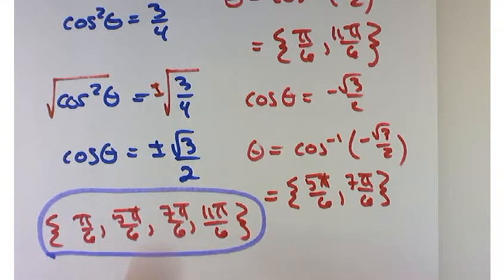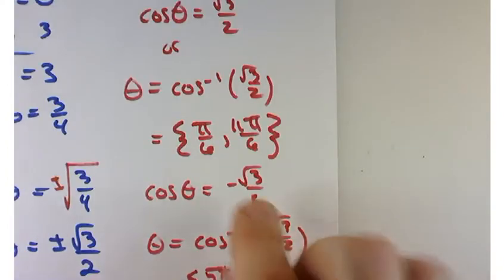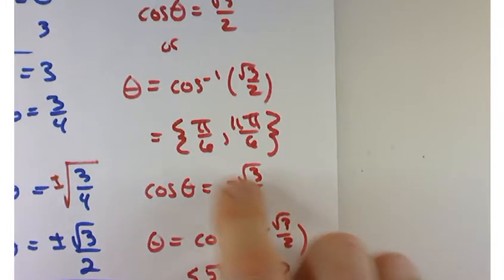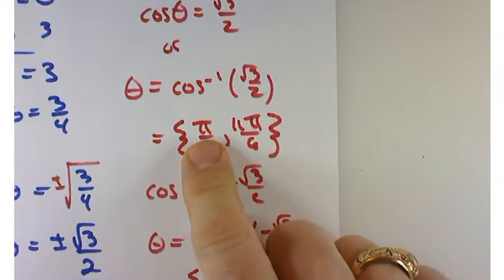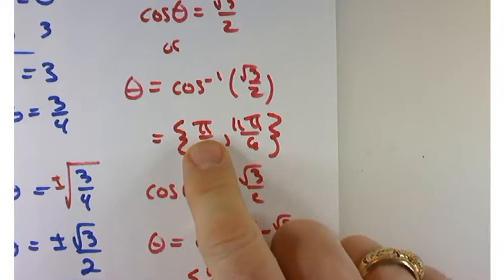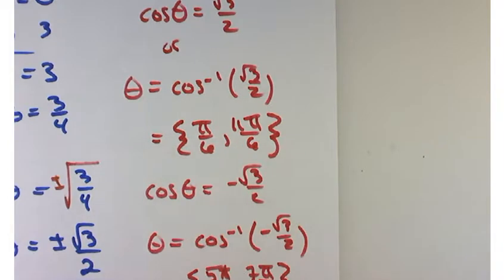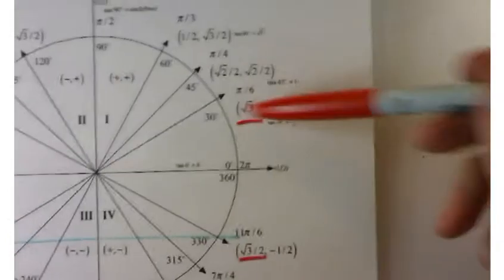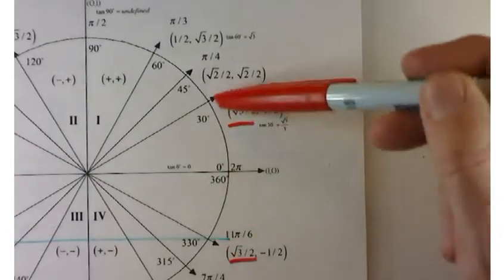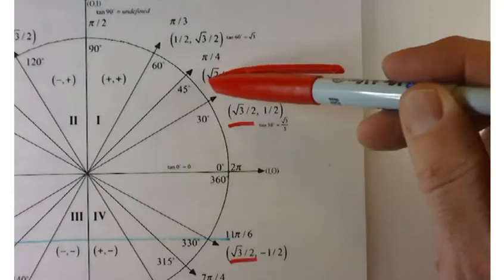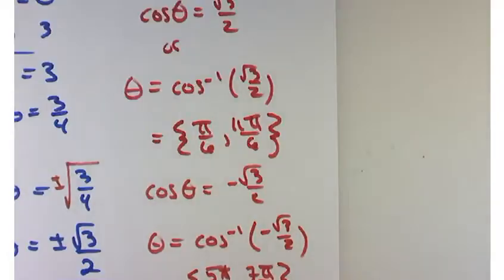Notice these are in exact numbers. You could do the inverse cosine on your calculator and you'd get one of them, but you wouldn't get both of them. In fact, even if you put your calculator in degrees, you get this one. You get 30 degrees, which is fine. You realize that 30 degrees is pi over 6. But you got to keep in mind that there's 2 angles with that same value of cosine, and you have to list them both.